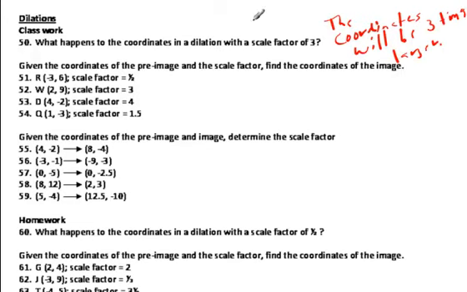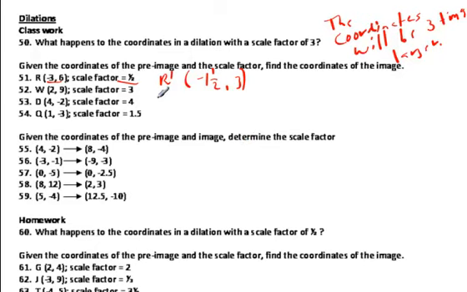Okay, so I'm just going to do a few of these, and then you can do the rest. Given these coordinates of the pre-image and the scale factor, find the coordinates. For my new one, R prime, I'm going to take each of these and multiply by a half. So -3 times a half will make it -1.5, and 6 times a half will make it 3.